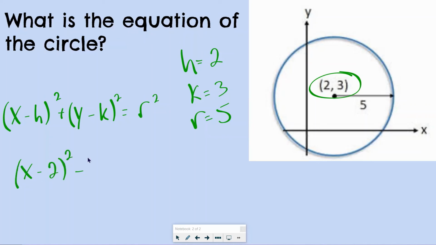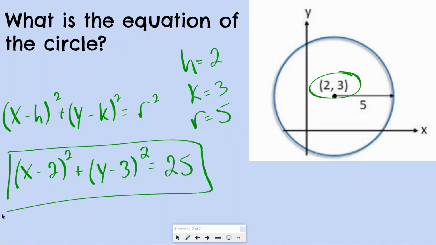X minus 2 squared plus y minus 3 squared equals 5 squared. Now, I want you to simplify this part, but you don't actually need to FOIL these out. In general, this is actually how it's going to look. I'm going to square 5 and change that into 25. But that is the standard form of the equation for that circle. Sometimes you will see these FOILed out, but for right now, we don't need to worry about that. That's as simple as that needs to get. The center is represented directly by those coordinates there, whereas the radius is represented as a squared number there.